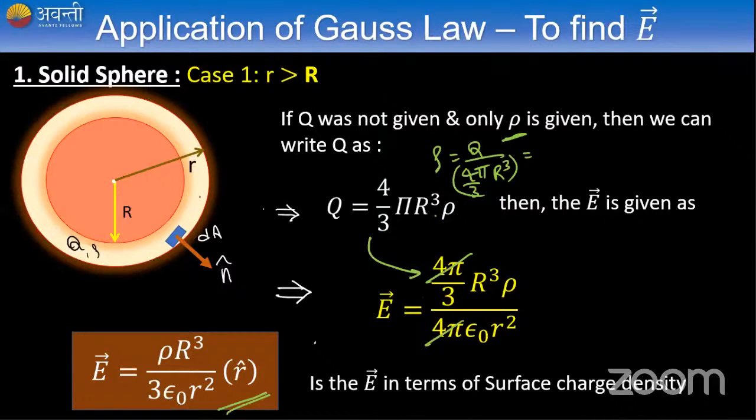Then if I substitute this value of Q in the expression of electric field, E is equal to K times Q by r square, I would get 4 pi by 3 r cube times rho by 4 pi epsilon naught r square. From here 4 pi cancels. I'll get the expression for electric field due to a solid sphere outside its surface as E is equal to rho times r cube by 3 epsilon naught r square. So this is another expression for electric field in terms of charge density.